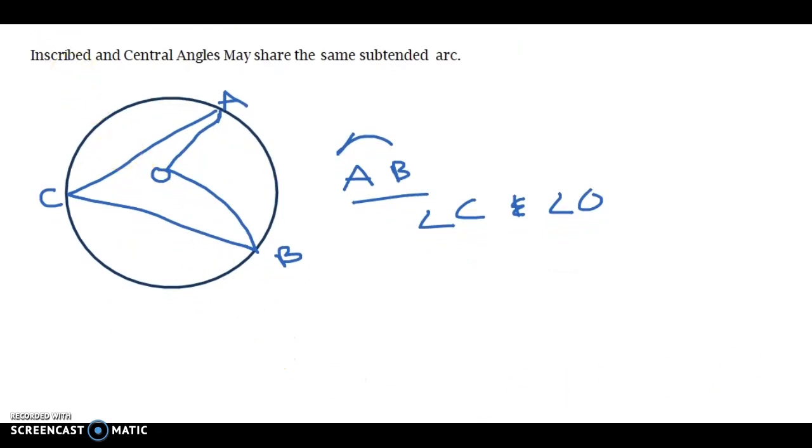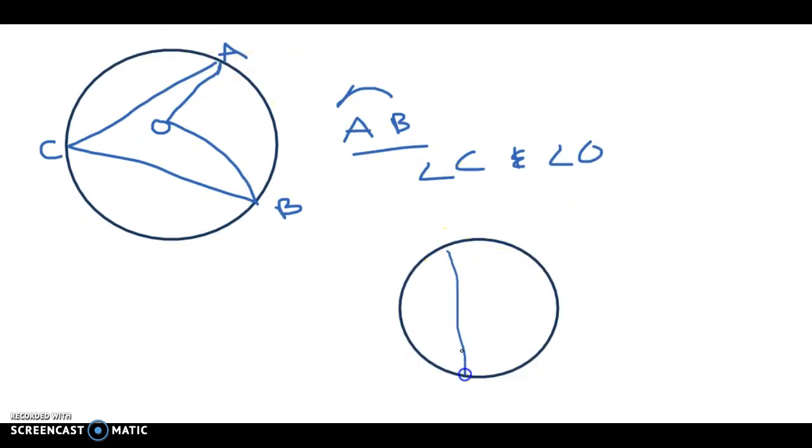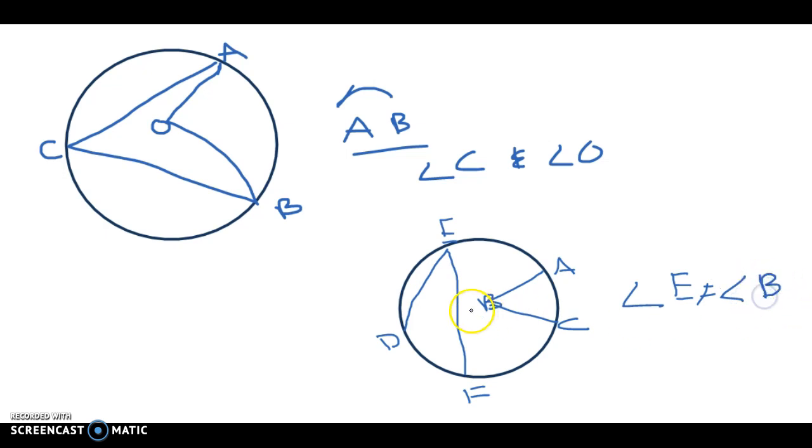So with this, we can also have something that looks like this, where these are not necessarily shared subtended arcs. If this is A, B, C, and this is D, E, F, angle E does not necessarily equal angle B, and they're not sharing the same subtended arc. Angle B's subtended arc is AC, while angle E's is arc DF.